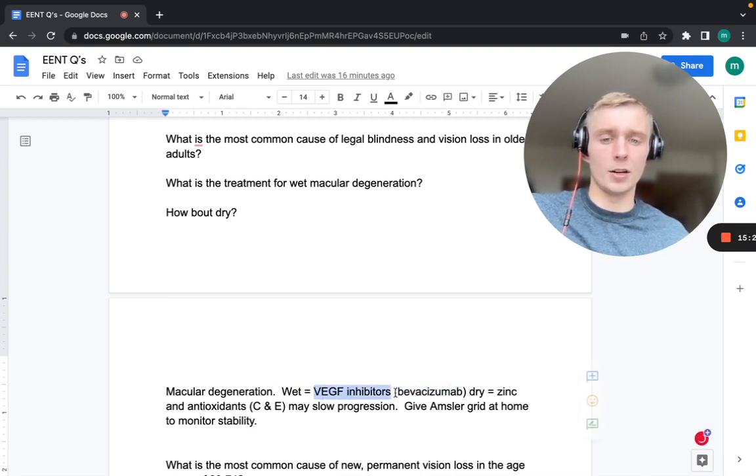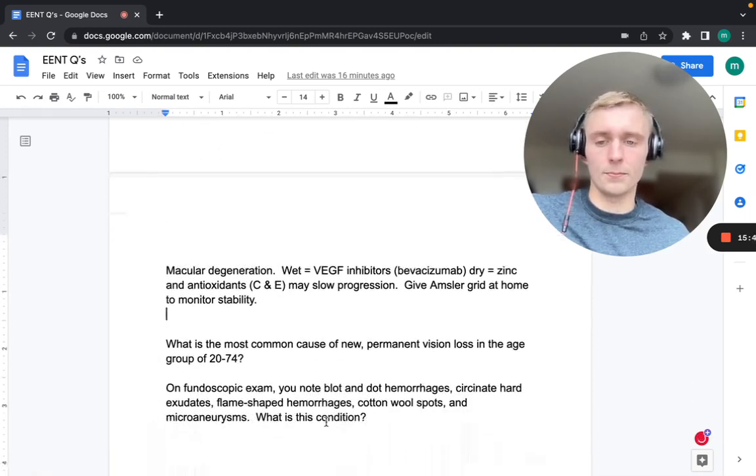It's a VEGF inhibitor, again, for wet macular degeneration. For dry, there's not much we can do. We can use antioxidants like vitamin C and E as well as zinc, which may slow the progression but don't reverse it. And we can also give them an Amsler grid at home to monitor their stability so they don't go out and start driving or something when they notice they're having difficulty with that vision on that particular day.